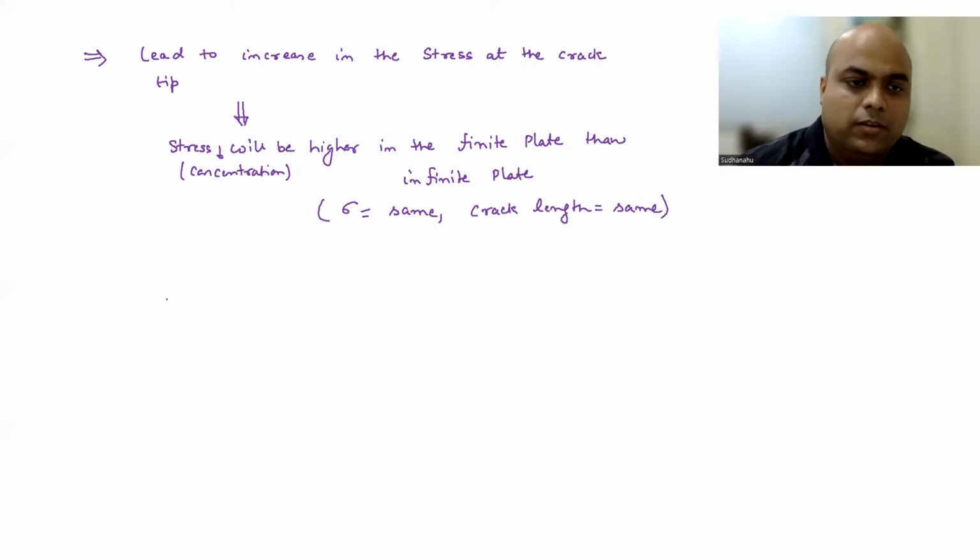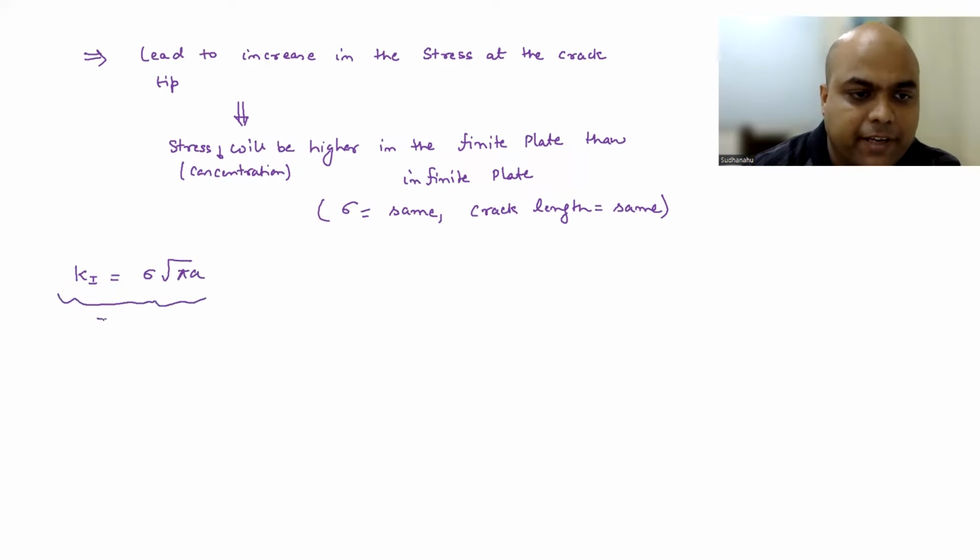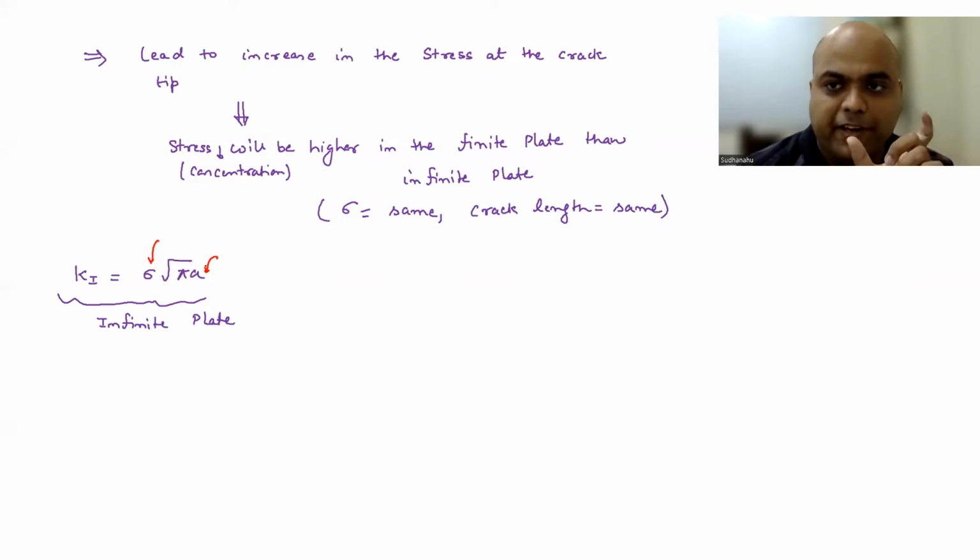So now let's compare what happens to the stress intensity factor. If you remember, K1 is sigma root pi a. This is for the infinite plate. Now sigma is the same, and a is the same when we are talking about a finite plate instead of an infinite plate. So sigma is the same, a is the same, but K is higher, right? Because of the squeezing of the lines of force we just discussed.